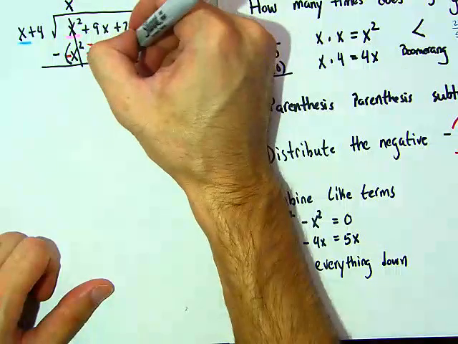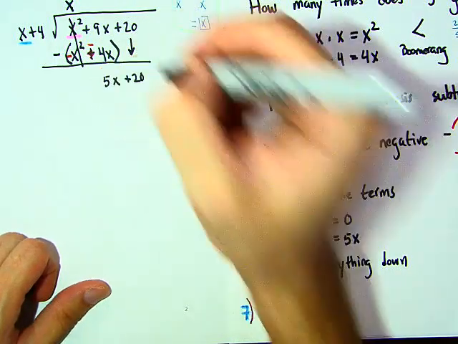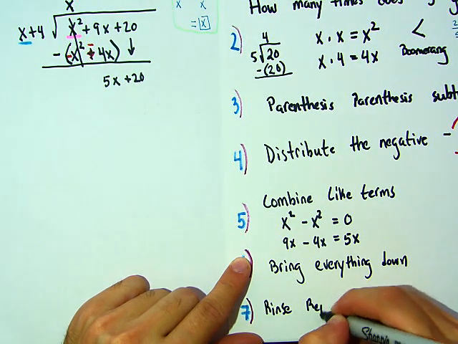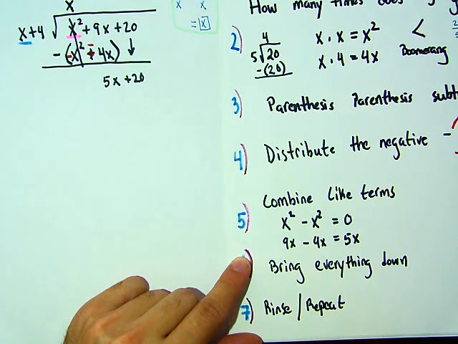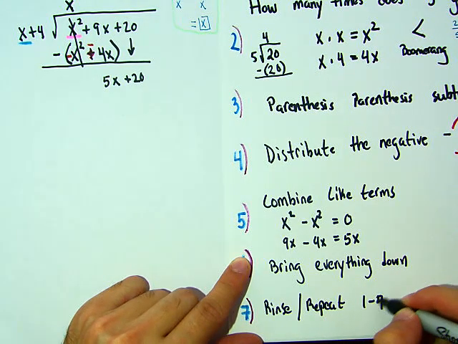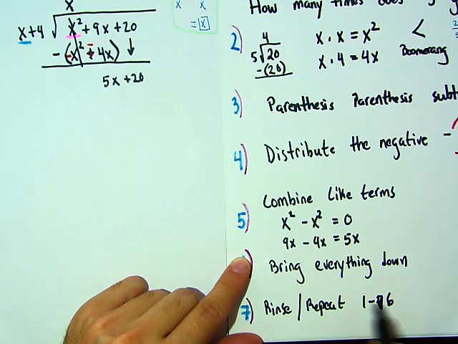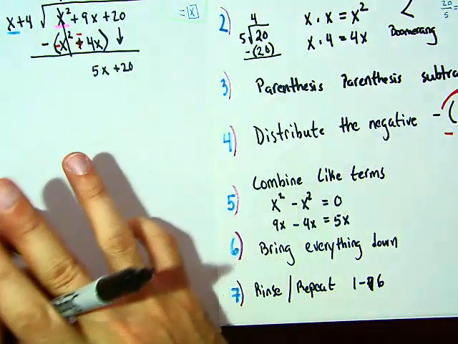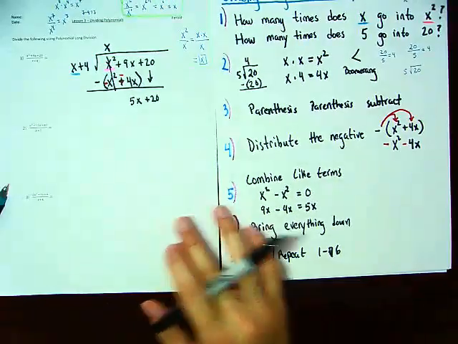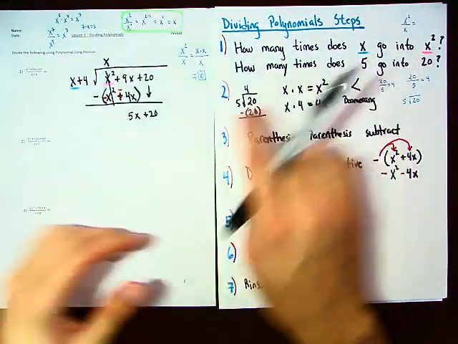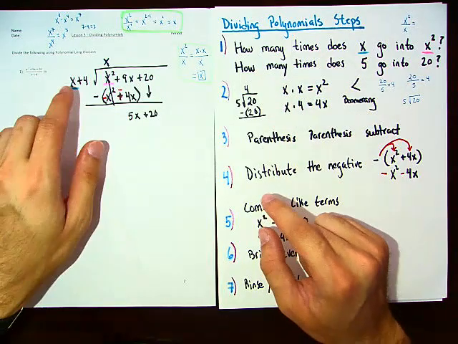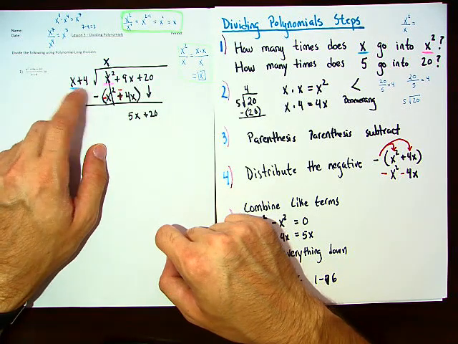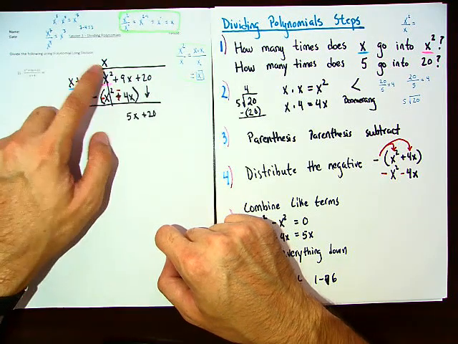Okay, so what am I going to do? I'm going to bring this 20 down, and then rinse, repeat. What this basically means is do the steps from 1 to 6. We have to repeat from 1 to 6 from over here. So before, what did we say? We said, let's go over everything. The first thing we did was, how many times does x go into x squared, right? How many times does this x go into this x squared? It goes in x times.